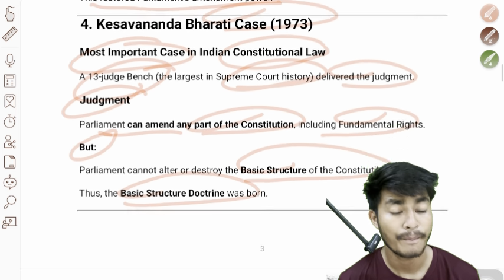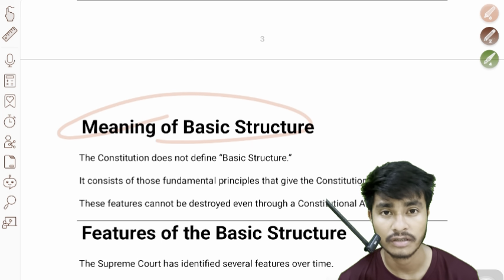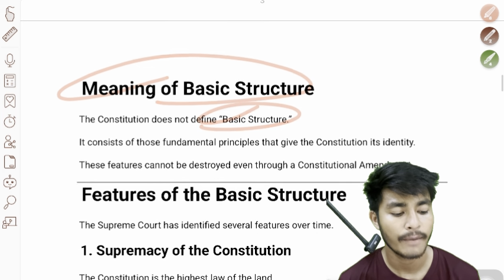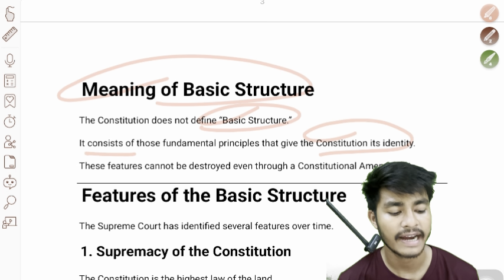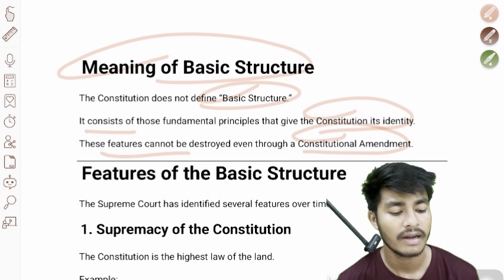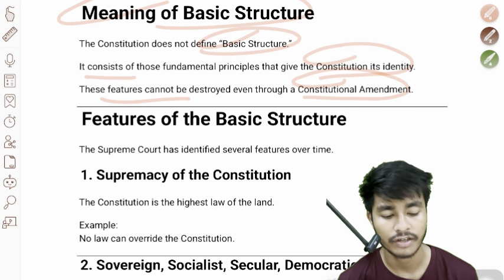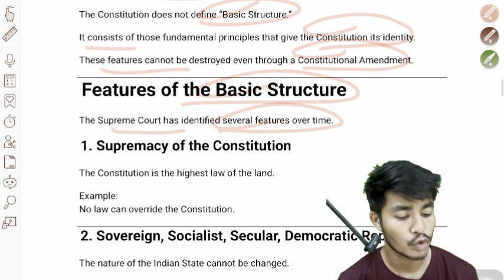So we'll move to the meaning of basic structure. The constitution does not define basic structure. It consists of those fundamental principles that give the constitution its identity. These features cannot be destroyed even through a constitutional amendment. And now we'll move to the features of the basic structure. The Supreme Court has identified several features over time.